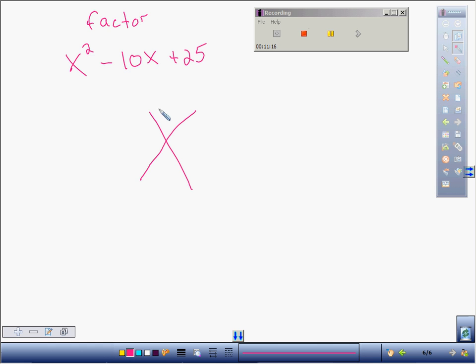Okay. So here goes the product. The product goes up here. And the sum is negative 10. So what you're looking for is two numbers that add to negative 10 and multiply to 25. 5 and what? Positive or negative? Negative 5, negative 5. Perfect. Those multiply to positive 25 and add to negative 10. So this factors to x minus 5 times x minus 5. Or just x minus 5 squared.